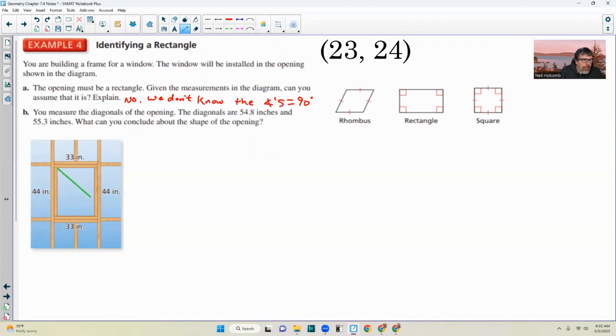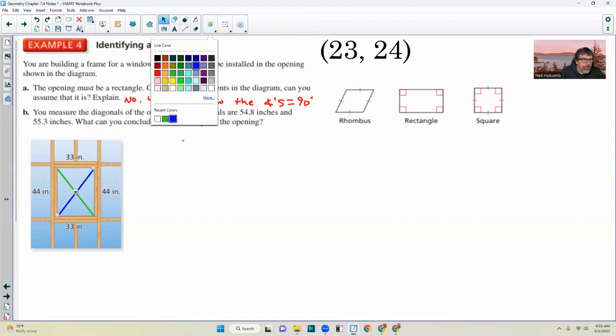So then I measure a diagonal here, and I measure a diagonal like so. Okay, so we measure the diagonals, and the diagonals are 54.8 inches and 55.3. So let's make these different colors. Let's make this one blue.